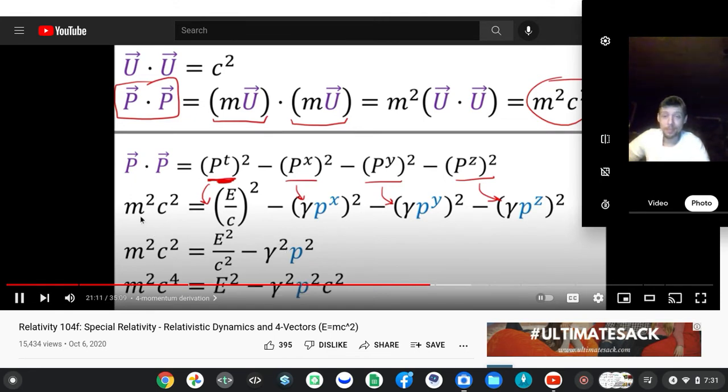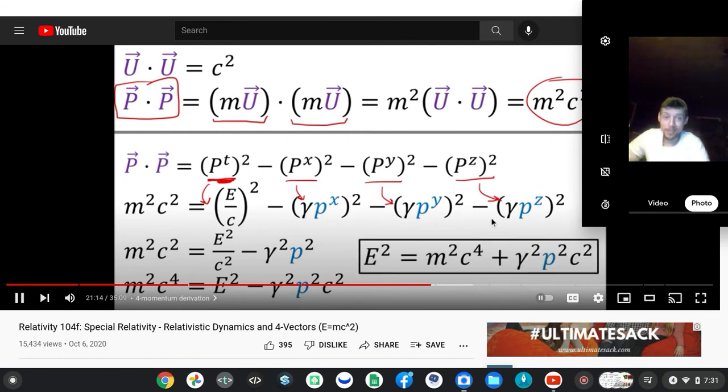We're just going to move this momentum term to the other side of the equation to get this. And this is Einstein's energy momentum relation. It's not hard to jump to.